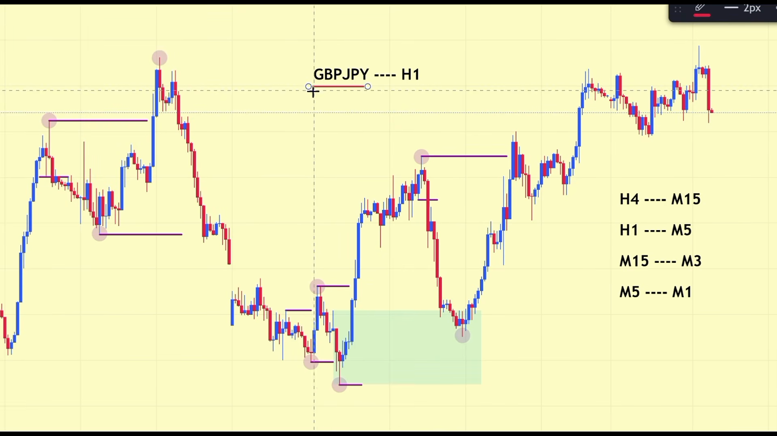This is GBP/JPY 1 hour time frame, and I'll be using the 1 hour time frame as my higher time frame.